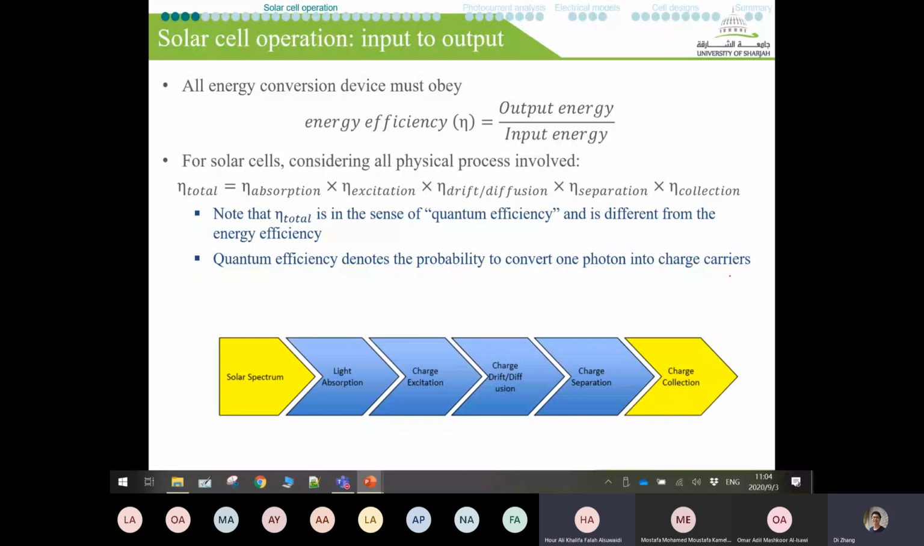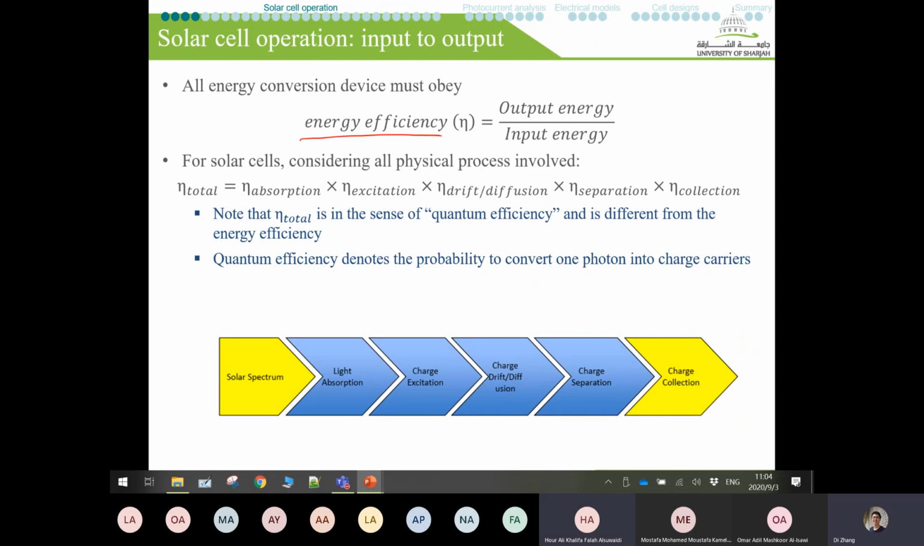Okay, so hopefully we're ready to begin. This is where we were last time, talking about the major physical process inside a solar cell operation. I made some amendments here regarding the description. Mainly, I want you to be able to distinguish the typical energy efficiency, which we mark here, this is the energy efficiency definition we typically use.